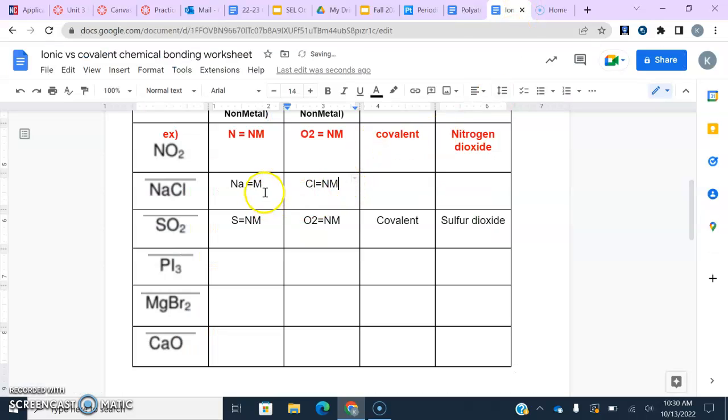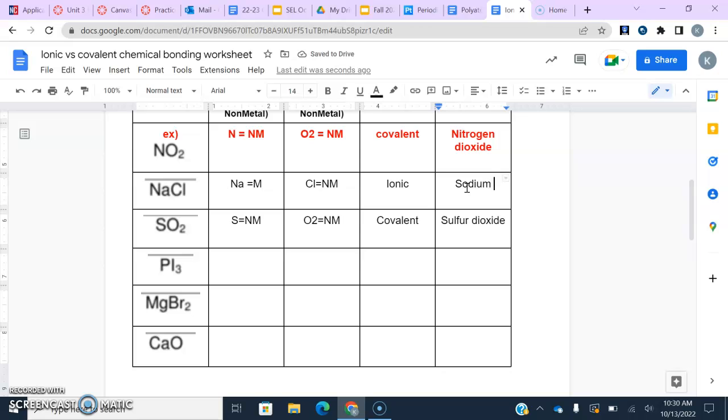Now, I know that if it's a bond between a metal and a nonmetal, that is ionic, because that's the definition of an ionic bond. If it's between a metal and a nonmetal, it's ionic, okay? Now we have to remember our naming rules for ionic bonds. With ionic bonds, we name the metal first. So our first one is sodium. Not spodium, sodium.